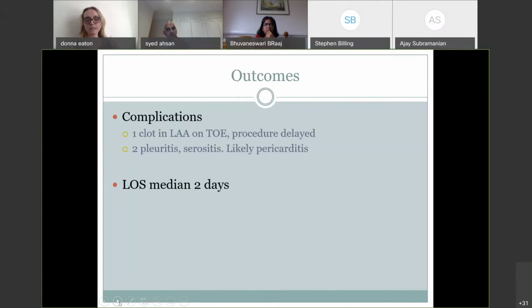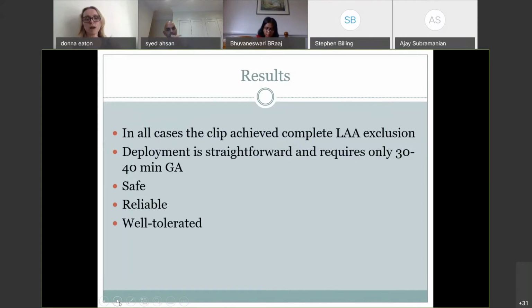In terms of the length of stay, if they're having it done for lone left atrial appendage clipping, their average length of stay is 2 days. Next slide, please. So I started to find the Atricure device to be very straightforward.